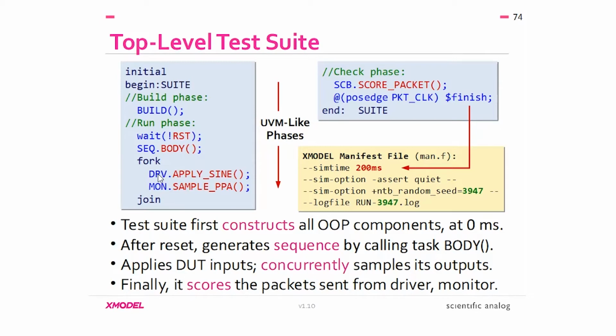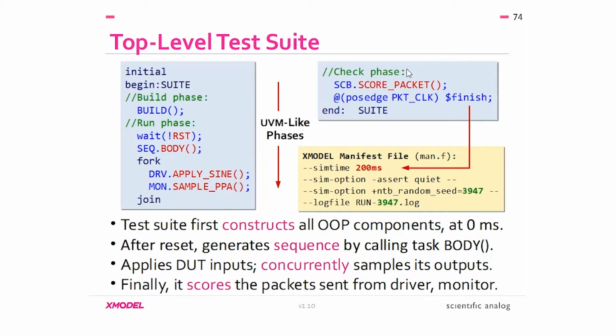We concurrently launch the driver task apply sign to apply, based on the data in the packets, the next random sinusoid to the filter's inputs and a random mode. And later in the same clock cycle, we want the monitor to sample the peak-to-peak output of the filter. They have to be concurrent because we want to measure that amplitude while the input sinusoid is still being applied. At that point, we're done advancing time.